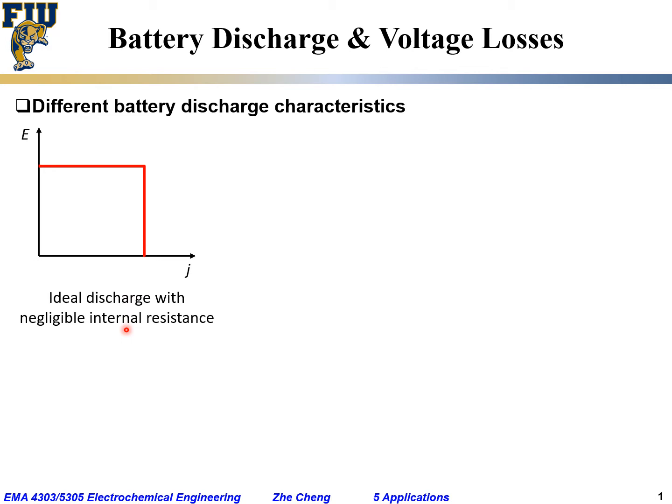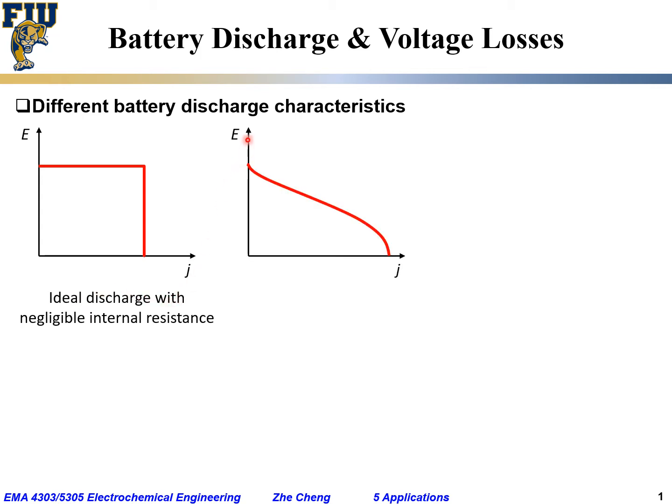You want your battery's usable voltage to go towards the external circuit to drive the external electrical devices or components. And this only happens when your internal resistance is negligible, it's zero. Okay, so we call this ideal discharge.